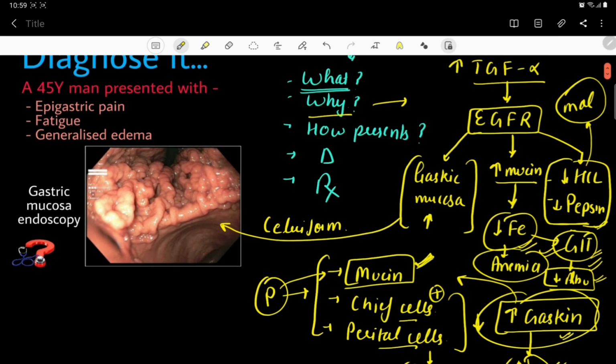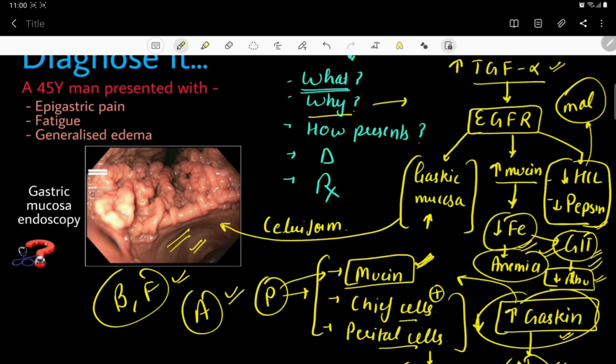Firstly, there is an increase in the amount of transforming growth factor alpha that acts on the epidermal growth factor receptor, and this leads to gastric mucosal hypertrophy. And this gastric mucosal hypertrophy leads to the cerebriform appearance of the stomach mucosa. One more specific thing about this disease is that it mostly affects the proximal part of the stomach, like the body and the fundus, but the antrum of the stomach is spared.